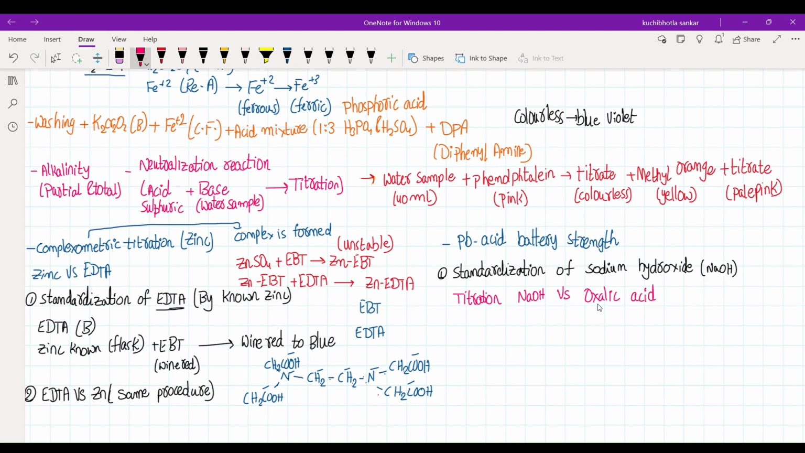Right, where is it taken? It is taken in the burette. No, this is taken in the conical flask, just like we did in the first experiment. Oxalic acid is in the conical flask, and NaOH is taken in the burette. And are we going to add any indicator here? Okay, we are going to add the good old phenolphthalein indicator. Yes, we are going to add the phenolphthalein indicator.